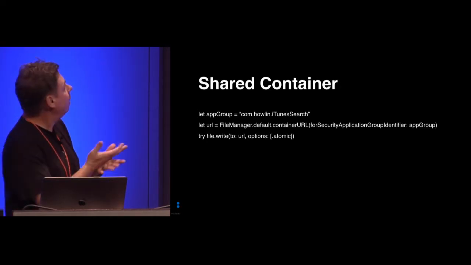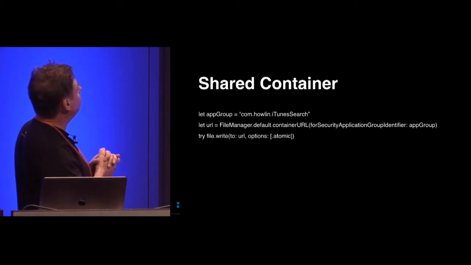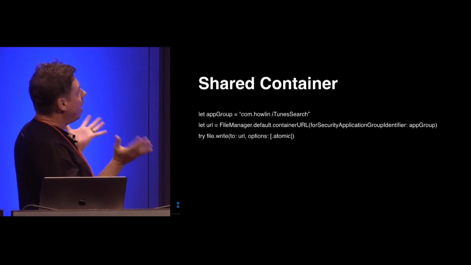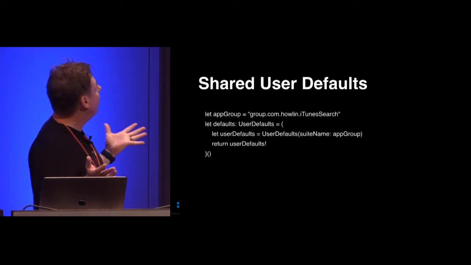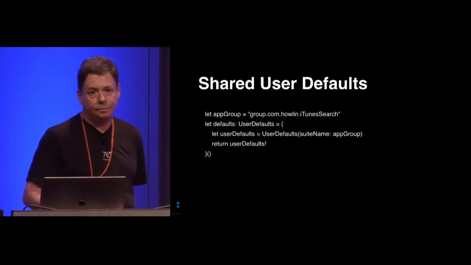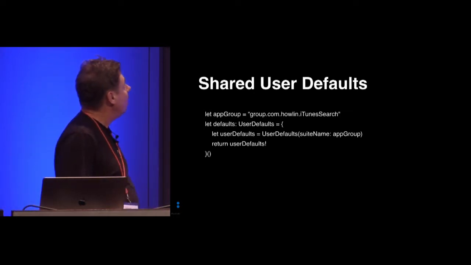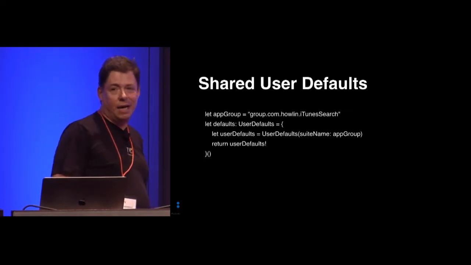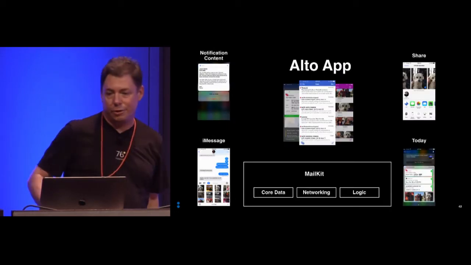Getting the shared container is really easy. You just take the name of the app group that you created. You ask the default file manager to give me the URL for this app group, and then you can write to it and read from it. And it's the same thing with user defaults. These user defaults are just like the standard user defaults that you probably use, but again, you use your app group name, and you create a suite for it, and get back your user defaults. So really nice way to share.